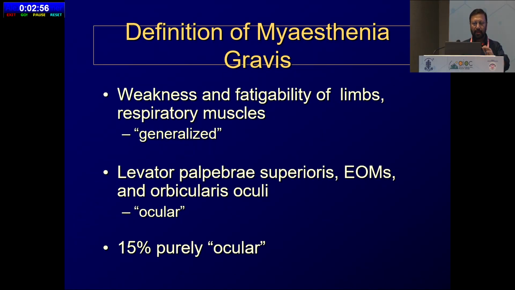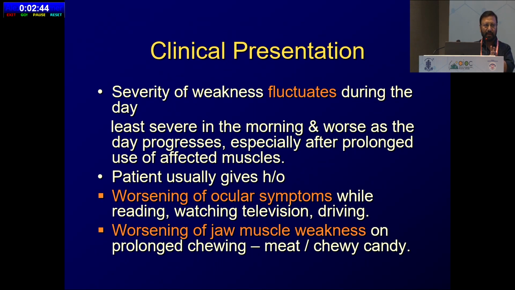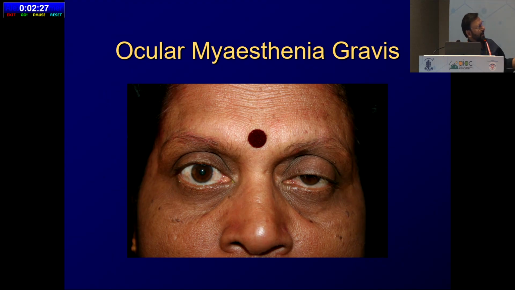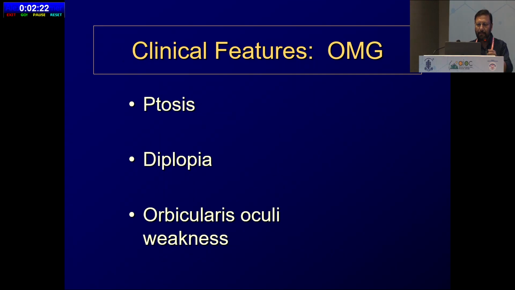Myasthenia, we all know there is variability, there is generalized weakness of either ocular muscles or other body muscles. Sometimes, only 15% are purely ocular, others are generalized myasthenia gravis. There is fluctuation of the drooping, there is worsening of ocular symptoms as the patient is reading, watching television or driving, and worsening of jaw muscle weakness and all that. So the worsening factor is there on exertion or on getting fatigued. Here it looks like a simple case of ptosis, but actually she had ocular myasthenia gravis.